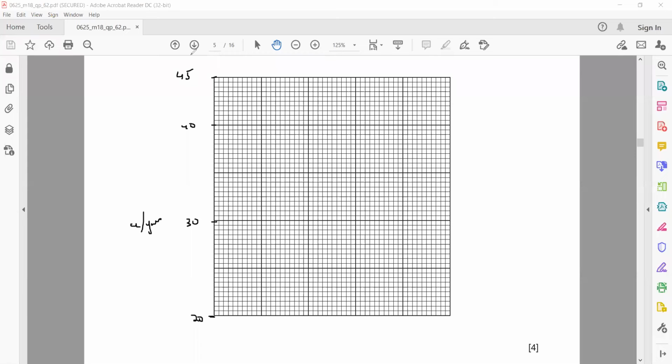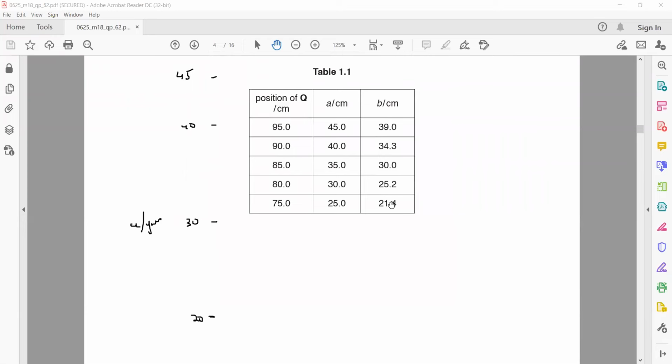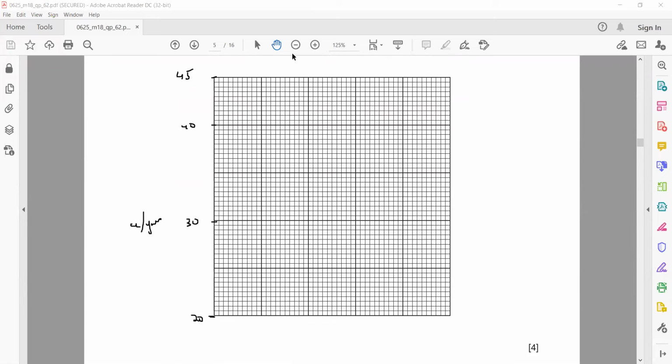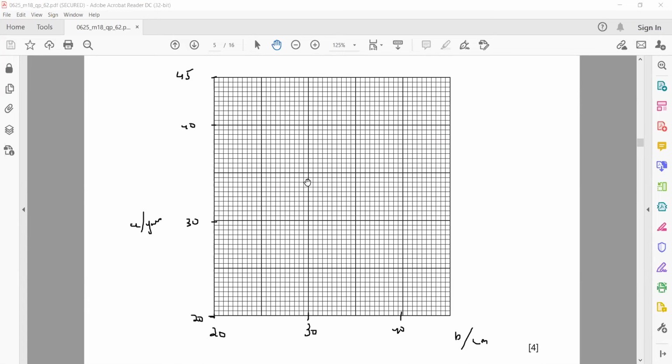What about the x-axis? On the x-axis we have B. The minimum value of B is 21.4 and the maximum value is 39. So I can also start this with 20, then this will be 30, 40 and so on. And you should label the axis with the quantity you are plotting and the unit for this quantity. So A is on the y-axis and the unit is centimeter. B is on the x-axis, and the unit is also centimeter.